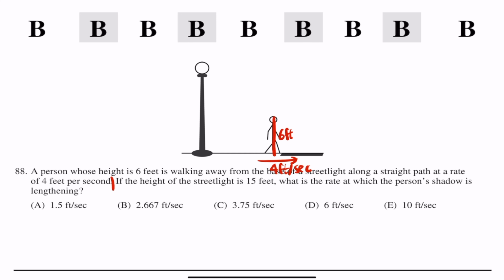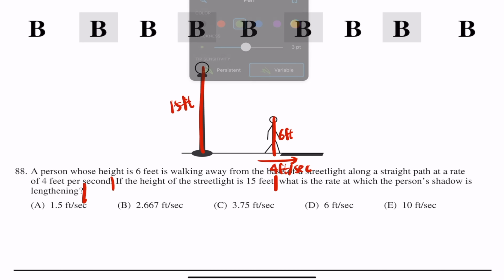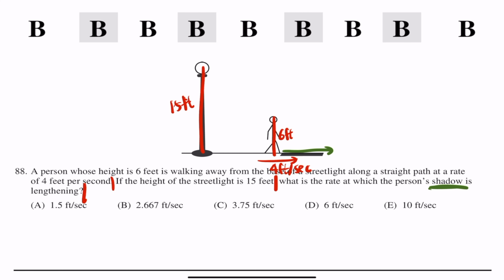So now, if the height of the street light is 15 feet, so that's 15 feet. What is the rate at which the person's shadow is lengthening? I'm just going to call this the shadow S.